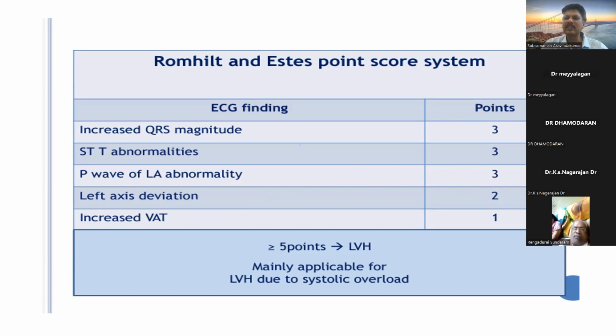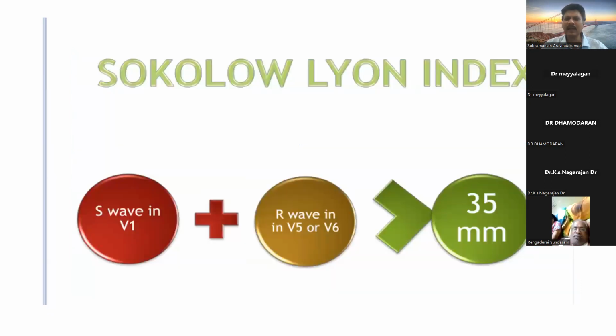The last ECG we saw had almost everything, so more than 10 points was there. So this is the Romhilt and Estes point scoring system for left ventricular hypertrophy. And to make it much easier, Sokolow-Lyon is our friend. It is only simple: S wave in V1 and R wave in V5, V6, more than 35 millimeter.